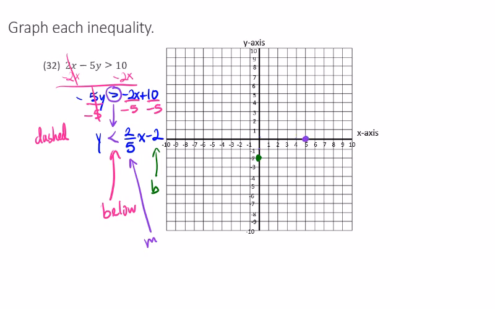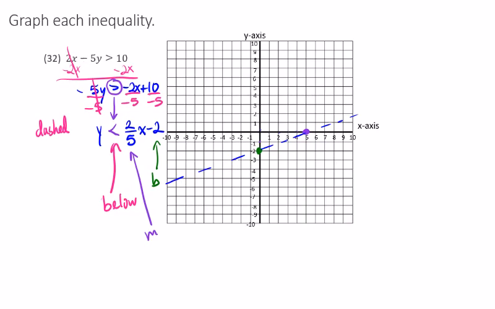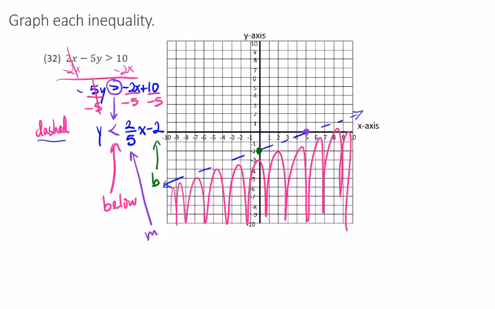And now we can connect the dots. All right, so it's going to look something like that. And then we want to shade, so it's going to be dashed like we talked about, because there's no or equal to here, right? And then we're going to shade below, because it's a less than. There we go.